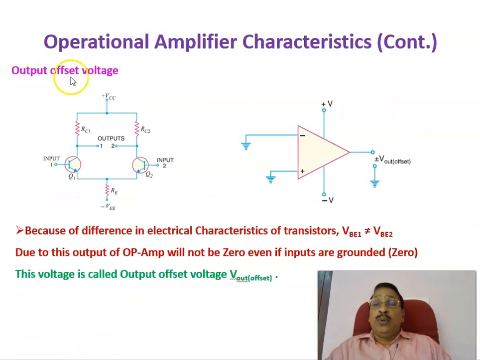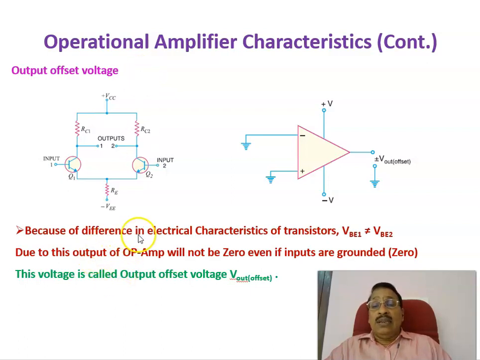Next one is the output offset voltage. Again this is a circuit diagram of the input side of an op-amp, and here assume that we are grounding both inputs, input 1 as well as input 2, as shown here. Ideally speaking, the output voltage should be equal to 0. But in the practical case, even though you are grounding the input terminals, there will be an output voltage, and that voltage we call the output offset voltage.